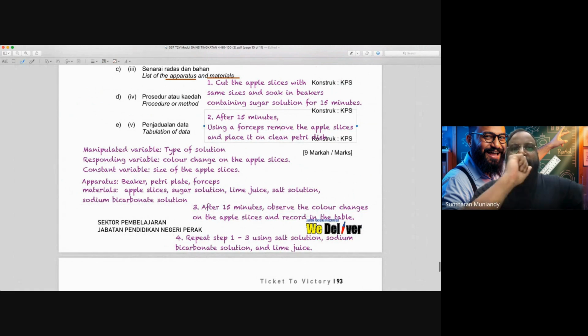First step, cut the apple slices with the same size, and soak in beakers containing sugar solution for 15 minutes. After 15 minutes, using a forceps, remove the apple slices and place it on a clean Petri dish. After 15 minutes, observe the color changes on the apple slices and record in the table. Repeat step 1 until 3 using salt solution, sodium bicarbonate solution, and lime juice. Got it?